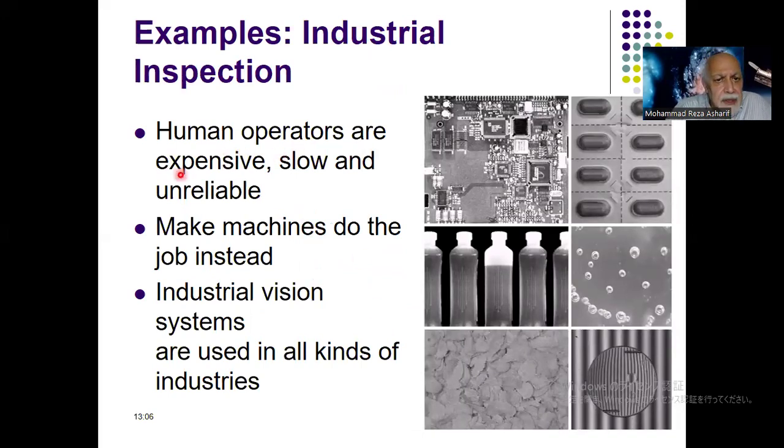Human operators are expensive, slow, and unreliable. Instead of a human, you can make a machine do the job. Industrial vision systems, for instance, are used in all kinds of industry, here, or even here. This is a printed circuit, this is for molecular or chemical inspection, and so on.